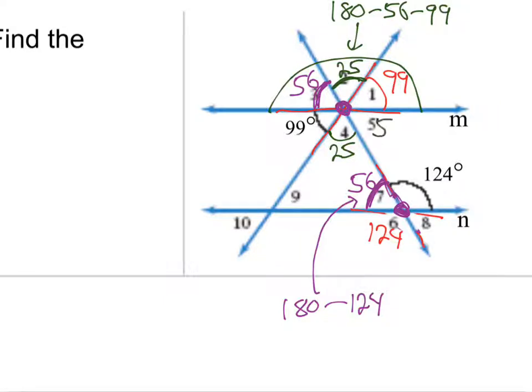This one over here has got to be 56 because it's diagonally across. This one here has got to be 56 because it's diagonally across. All right, what do we got left to find here now?